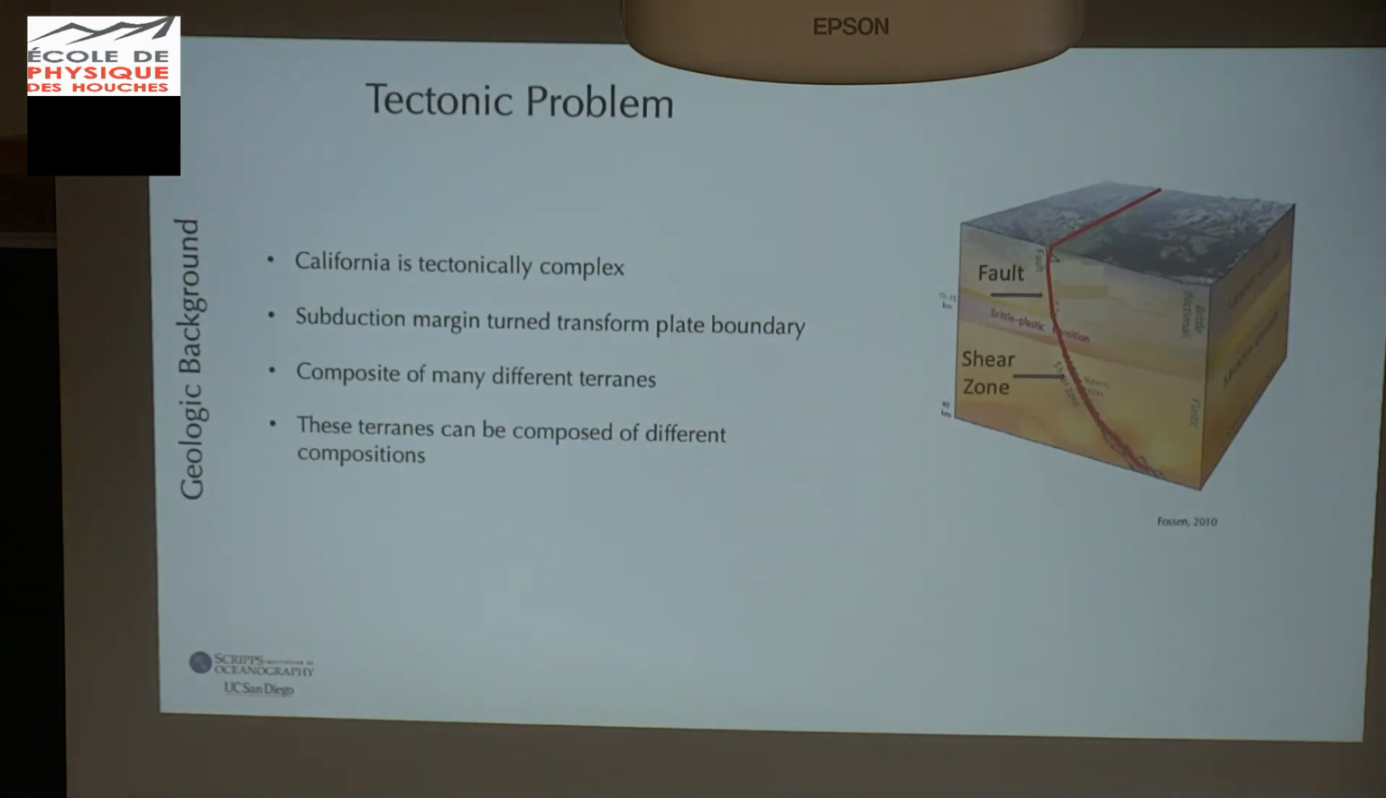So like I mentioned, California is tectonically complex. You had a subduction zone, one plate colliding with another plate, turning into a transform plate boundary. So it's a very complex place. And with that, we had very many different terranes. And what I mean by terranes are basically blocks of rock of different compositions being juxtaposed against one another.